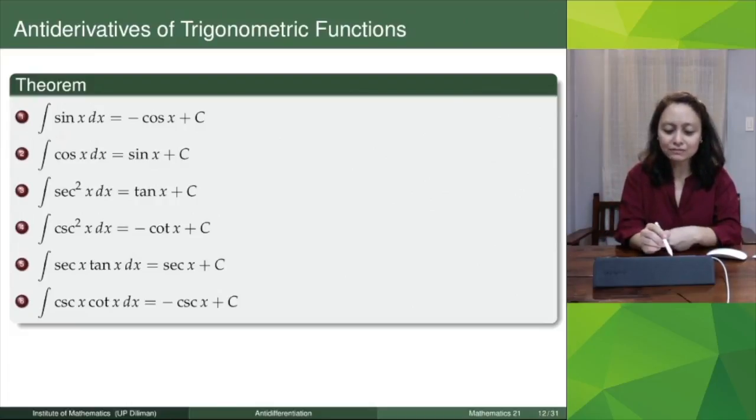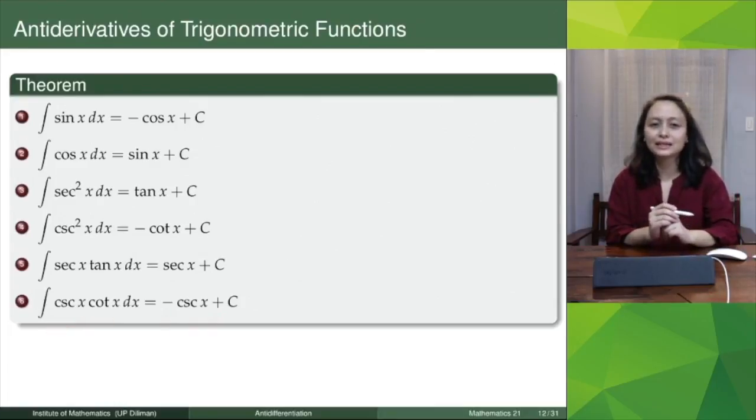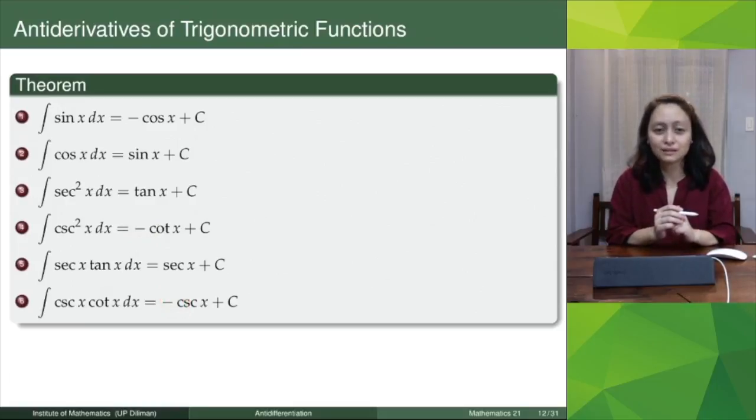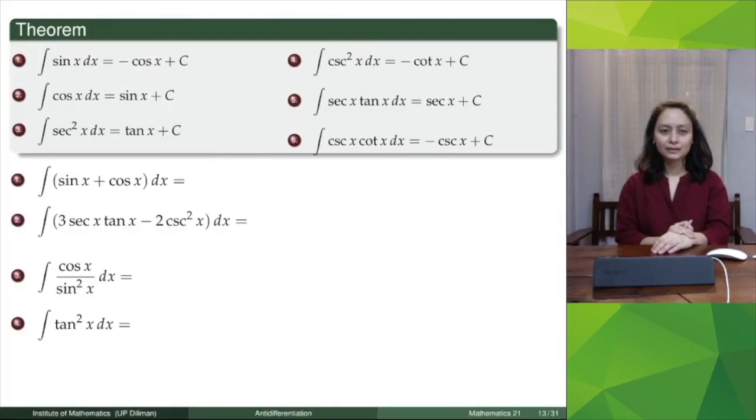Antiderivative of sine is negative cosine. Antiderivative of cosine is sine. Antiderivative of secant square is tangent, kasi derivative ng tangent ay secant square. Antiderivative ng cosecant squared x dx ay negative cotangent x plus c. Antiderivative ng secant tangent ay secant. Antiderivative ng cosecant x cotangent x ay negative cosecant x. Take note, dito negative pag sa c nagsisimula ang antiderivative. Okay?